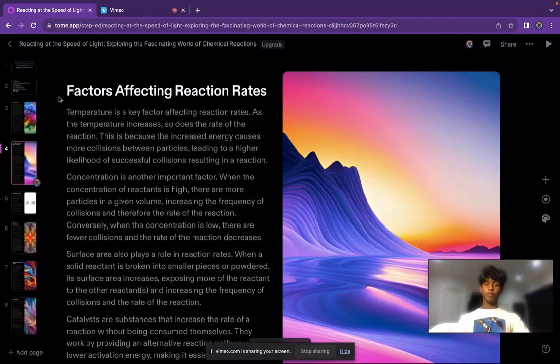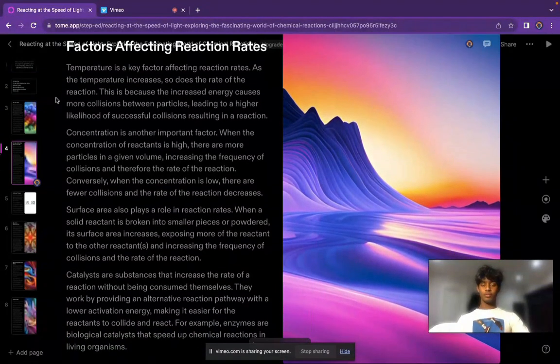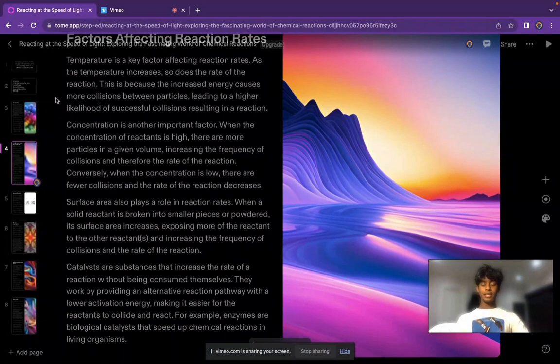So, what factors affect rates of reactions? Temperature is a key factor affecting reaction rates. As temperature increases, so does the rate of the reaction. This is because the increased energy causes more collisions between particles, leading to a higher likelihood of successful collisions resulting in a reaction.